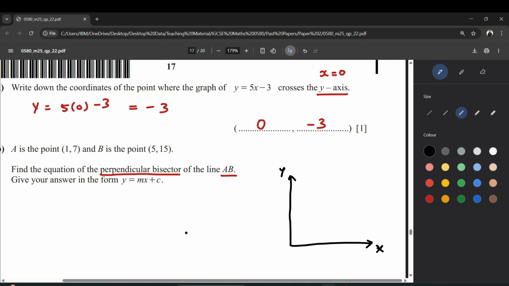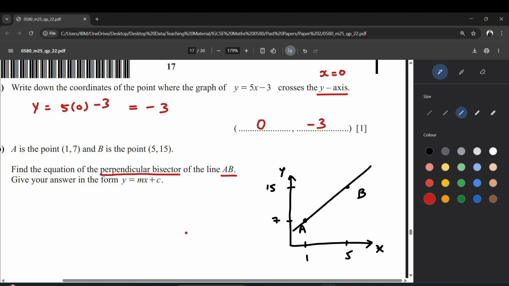Now the first coordinate is 1, 7. So 1, 7 might be about over here somewhere. This is 1 and this is 7. That's your A. B is 5, 15. So 5 and 15 might be around here somewhere. Okay, so this is 5 and this is 15. So this is my straight line AB.